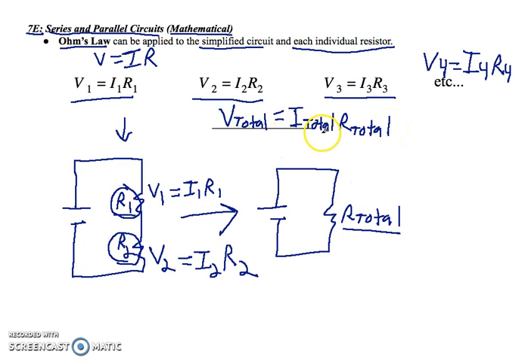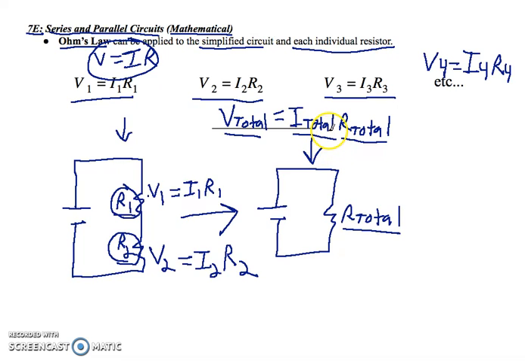So if you wanted to figure something out about this circuit, you could write out Ohm's law for it, looking at the total voltage supplied by the battery, the total current coming out of the battery, and R total. You could relate them with Ohm's law. It's a little bit of a strange concept, but it's basically saying that Ohm's law always works. You can apply it to individual resistors. You can apply it to a simplified circuit. It's the same idea. It always works.